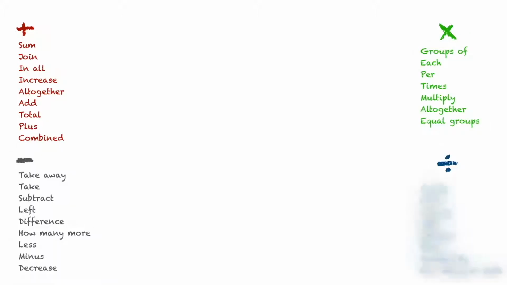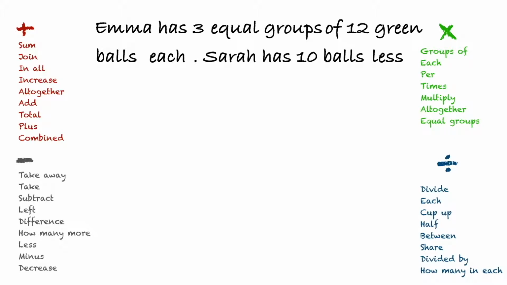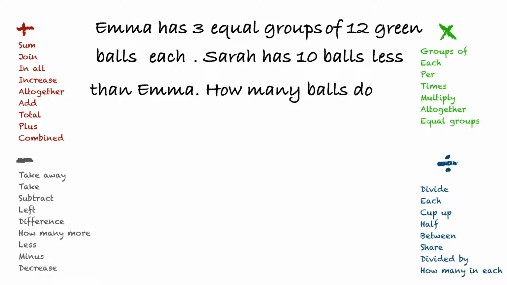Emma has 3 equal groups of 12 green balls each. Sarah has 10 balls less than Emma. How many balls do they have all together? Do you see any of the keywords we talked about? Very good. Let's check each group and see what we find out. Addition, subtraction, multiplication, division.